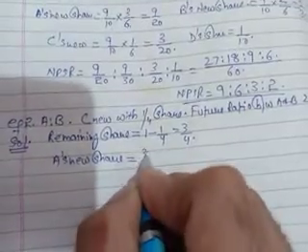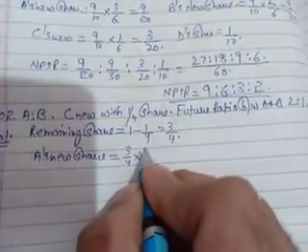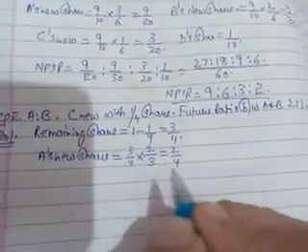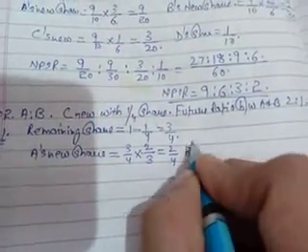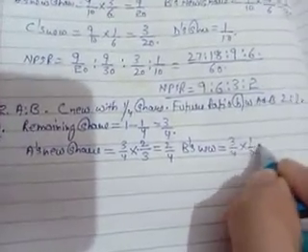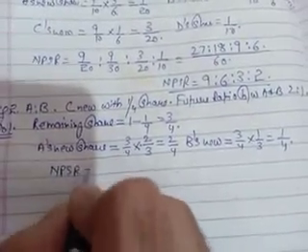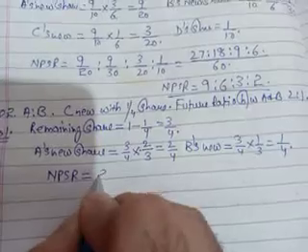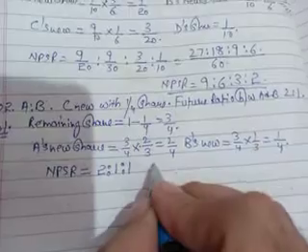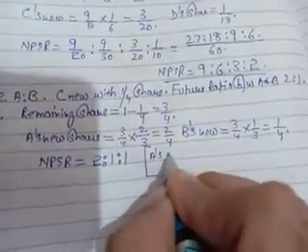Now A's new share will be this remaining share multiplied by A's part of the future ratio 2:1, so that means 2/3 of 3/4, that is 2/4. And B's new share is 3/4 into 1/3, that is 1/4. So our NPSR shall be 2:1:1.